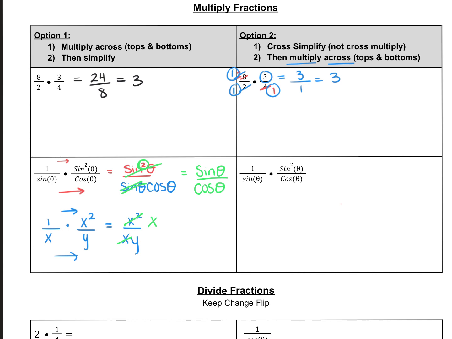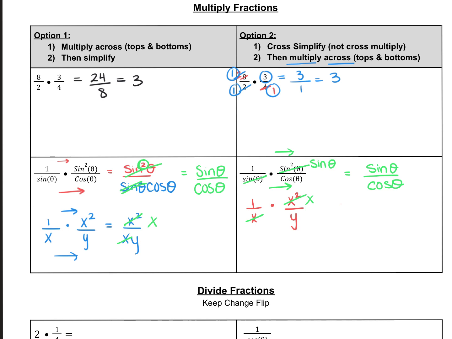Okay, the next one. You can say that 1 over sine of theta, you can call sine of theta x, and sine squared is x squared, and we can call cosine y. So when I'm multiplying or cross simplifying, you can simplify that this one divides out by this with a leftover x. So therefore, this one and this one divide out. The leftover x, or the leftover sine of theta, is on top. So that's cross simplifying, and then multiply straight across. Sine theta times 1 is sine of theta, and cos theta is what's left on the bottom. So sine theta over cos theta.